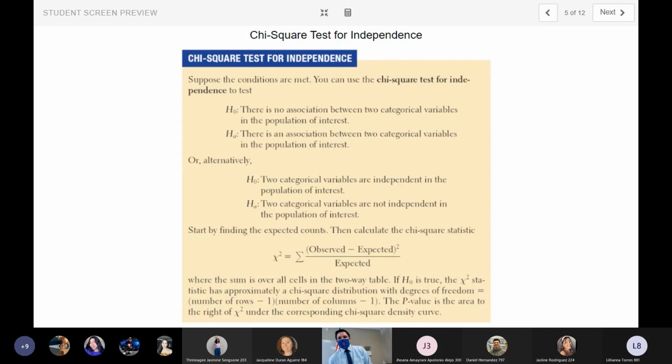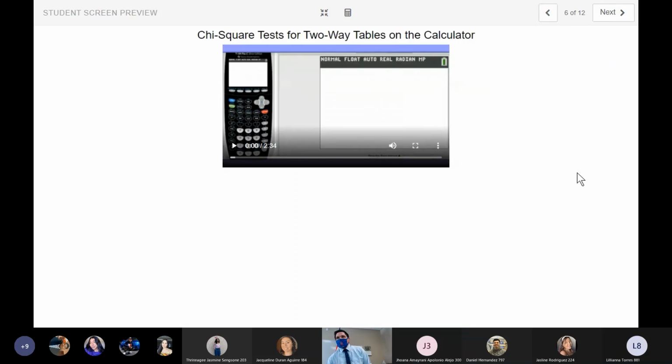Next, we got a short video here. It's like 2.5 minutes long, showing you how to use your calculator to find chi-square, to do a chi-square test. Running a chi-square test will give you the chi-square statistic, the p-value, and the degrees of freedom, which can be pretty nice to get all those things in one shot.